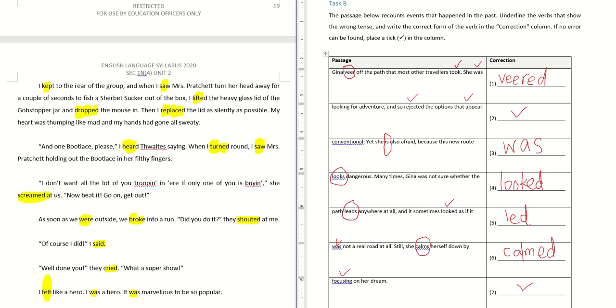So this is how we do task B for the editing portion. Okay, next.